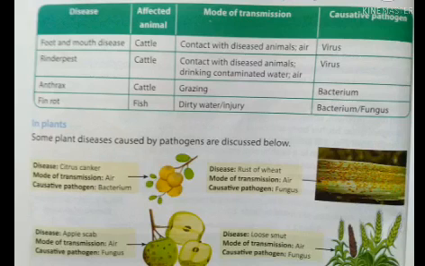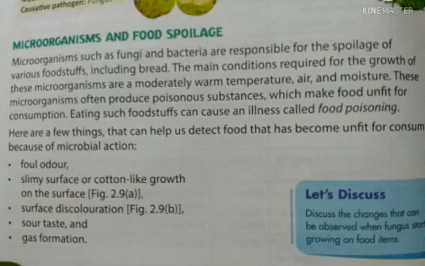In plants, some plant diseases caused by the pathogens are discussed below. Disease is citrus canker. Mode of transmission is air. The causative pathogen is bacterium. The disease is rust of wheat. Mode of transmission is air. Causative pathogen is fungus. Disease is apple scab. The mode of transmission is air. The causative pathogen is fungus. The disease is loose smut. Mode of transmission in the wheat is air. The causative pathogen is fungus.